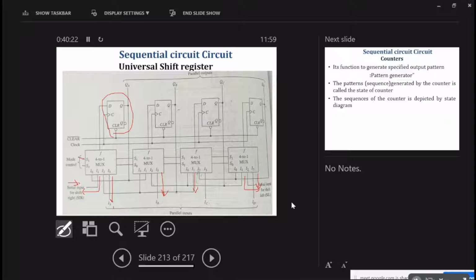I1. Whenever you are interested in shifting your data serially in the left direction, we will provide serial data at this pin. And whenever you don't wish to change the data, we will utilize this pin. How will we utilize this pin? These are internally connected with each other, with each and every mux.